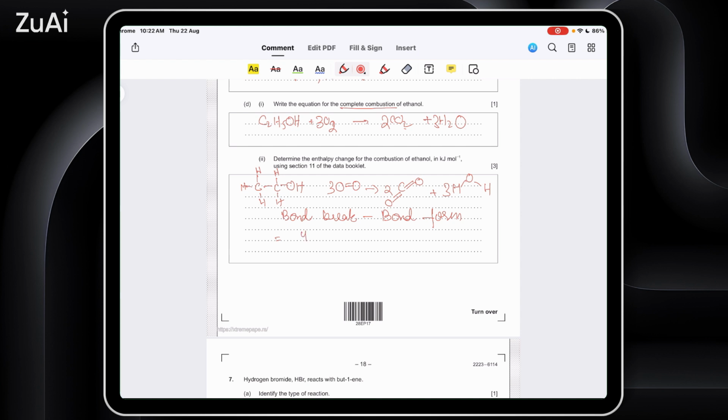So bond break energy is 4731 minus 5994. So these energies you will get from the data booklet. You already learned in MYP this question as well. So that's so easy. So 1263 kilojoules per mole is the answer.